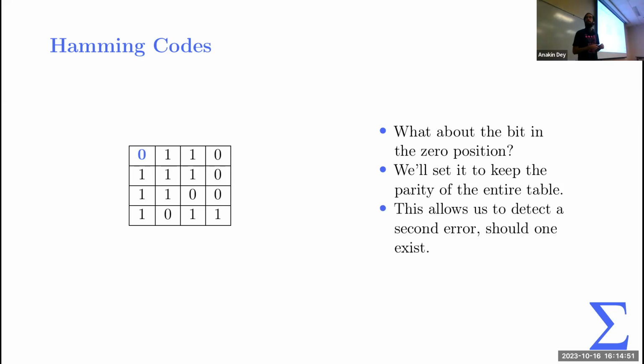What this lets us do is, if there's some error that happens in this table, we're able to locate it and correct it. We'll go over that in a second. But if 2 errors happen, then we won't be able to correct the second error, but this overall parity bit will let us know that it has happened. So we can reject the block if we know it's too bad.